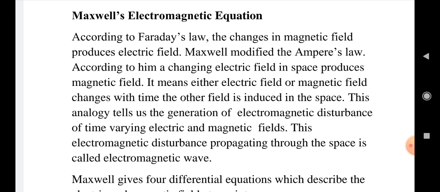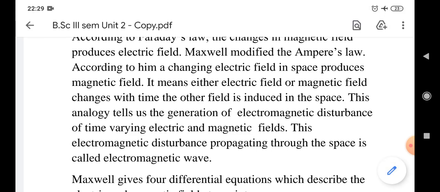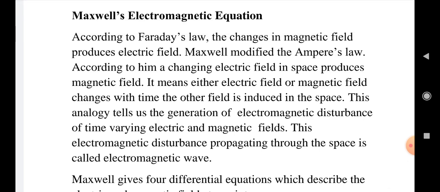The third equation is based on Faraday's law of electromagnetic induction. The fourth equation is based on Ampere's circuital law. All these laws, Gauss's law of electrostatics, Gauss's law of magnetostatics, Faraday's law of electromagnetic induction, and Ampere's circuital law, are basic knowledge that you already know.